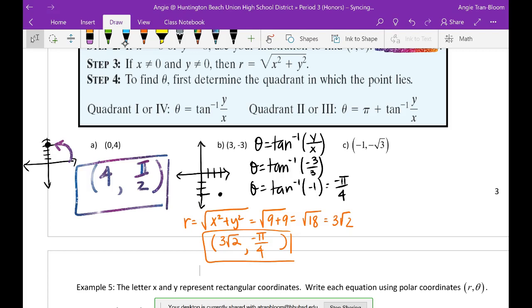The thing for me is I'm going to forget to do plus pi. I had heard somebody say it.